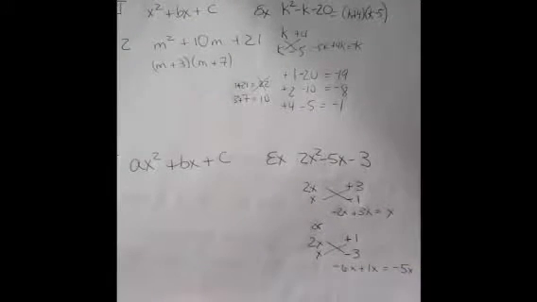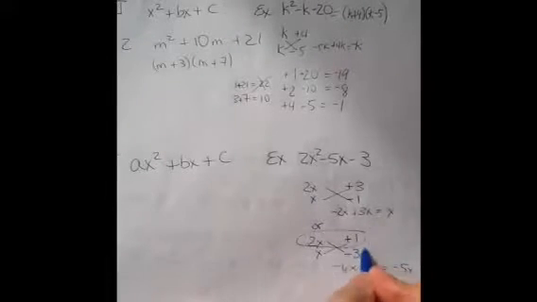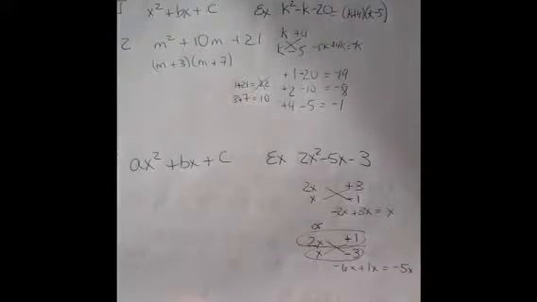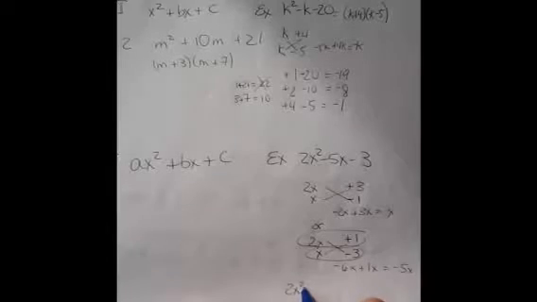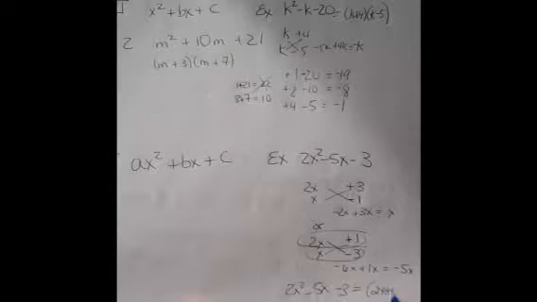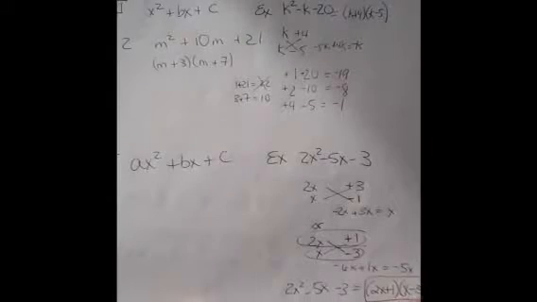So my factors are going to be these times these. So I would actually write 2x squared minus 5x minus 3 equals 2x plus 1 and x minus 3. And this will now be my answer.